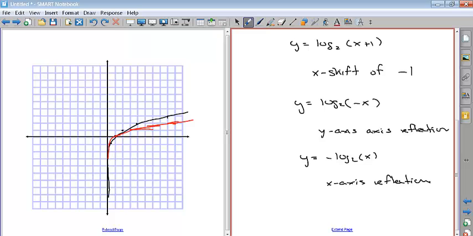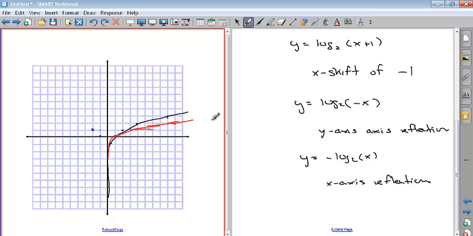So a y-axis reflection is going to be on this side of the y-axis. So you'd plot the same points. So you'd have 1, 2, so it'd be negative 1 comma 0. So we're doing this one right here. Negative 2 comma 1, negative 4 comma 2, negative 8 comma 3. So it has the same shape except it goes the other direction like that. So that approaches the x-axis down here. I mean the y-axis.